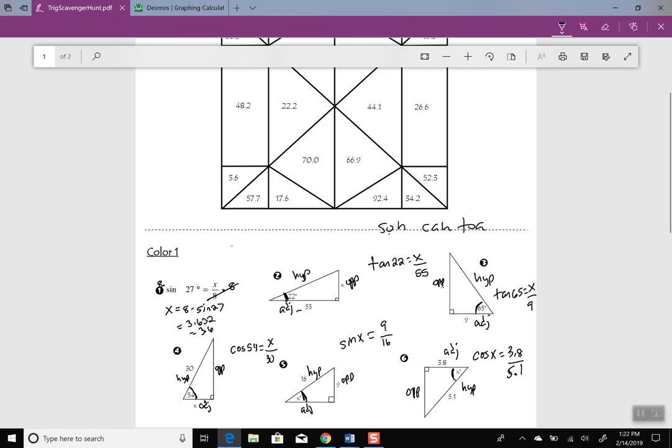Alright, so let's solve some of these out. Multiply by 55 on both sides. Number 2: x equals 55 times the tangent of 22 degrees. Number 3: x equals 9 times the tangent of 65.